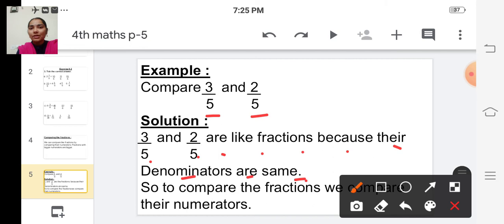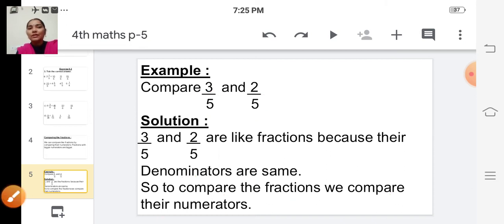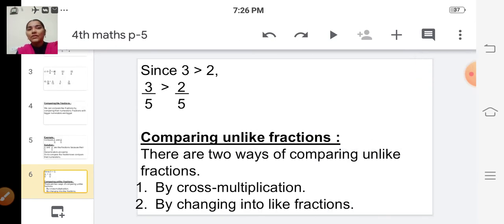If the denominators are same, they are like fractions. So how to compare like fractions? By comparing the numerators. So to compare the fractions, we compare their numerators. One is 3 and one is 2. Which one is bigger? 3, isn't it? 3 is greater than 2. So 3 by 5 is greater than 2 by 5.